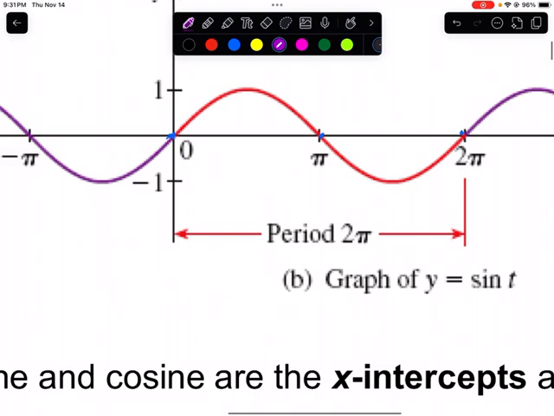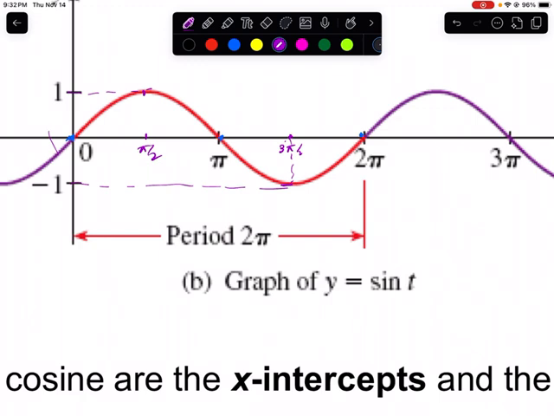So here this will be pi over 2 and this is 3 pi over 2. At 3 pi over 2, look, it's negative 1, and at pi over 2 it's equal to 1. So if you remember these five values, you've got your graph between 0 and 2 pi.